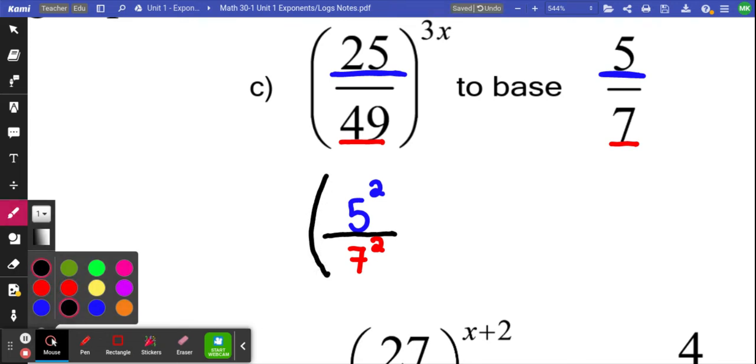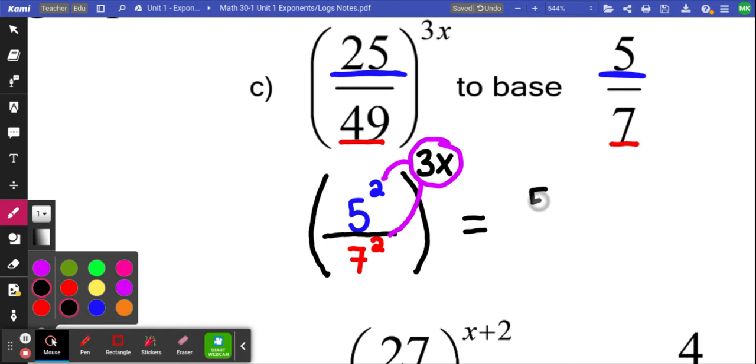I still have the original brackets. I still have an exponent of 3x. And I've now changed this from 25 over 49 to 5 over 7. Once again, though, we have a power of power going on here. Right? I have exponents on the outside. So I'm going to multiply that in. This 3x will go to both things, making it 5 to the power of 6x over 7 to the power of 6x.